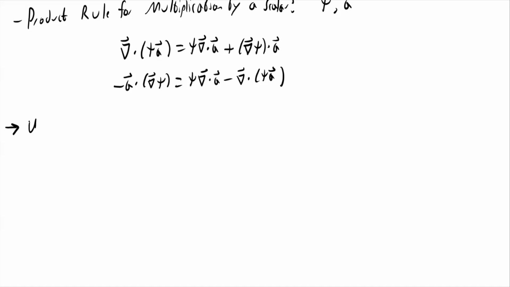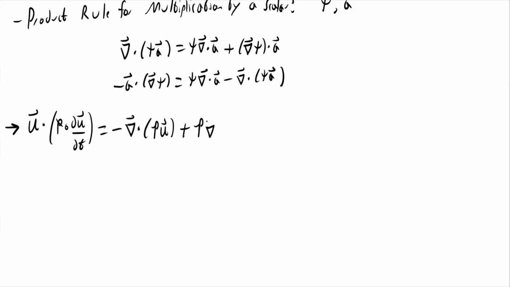When we do so, we obtain u dotted with rho naught du dt is equal to negative of the divergence of P times u plus P times the divergence of u. So we just took this and plugged it right in. Okay, so we've used the momentum equation, and now we need to invoke the continuity equation.